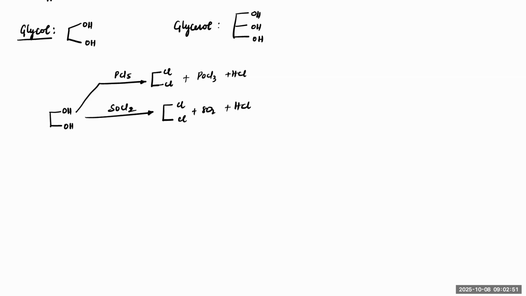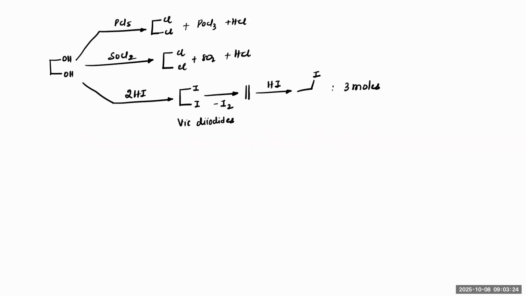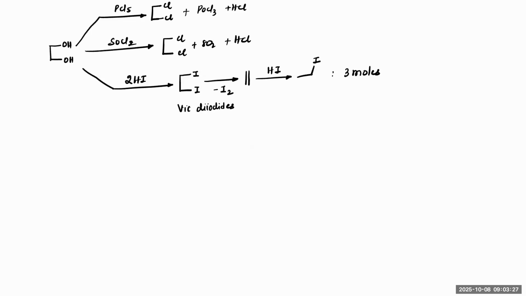Now the interesting reaction is with HI. With HI, first two iodides will come. Two iodides on a vicinal position, the diiodides, are highly unstable, so it will convert into an alkene. If this alkene is further reacted with HI, then you will get alkyl iodide. So in a way, you can notice that a total of 3 moles of HI were used here. Got it? 3 moles of HI were used.